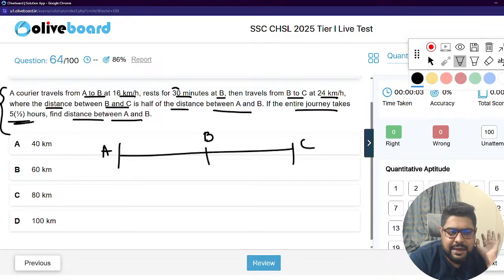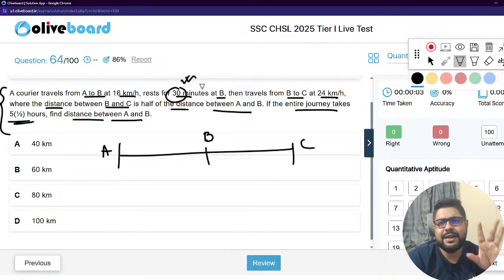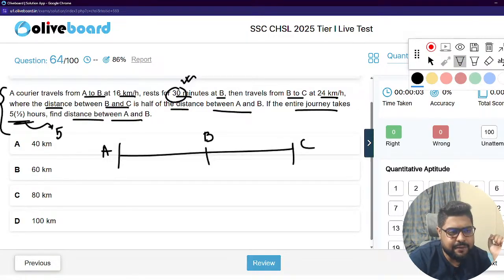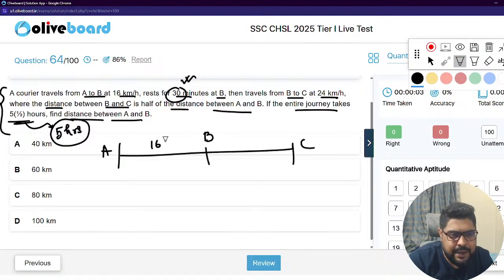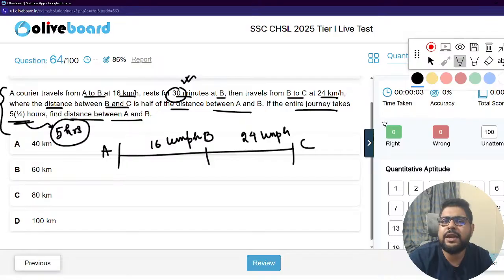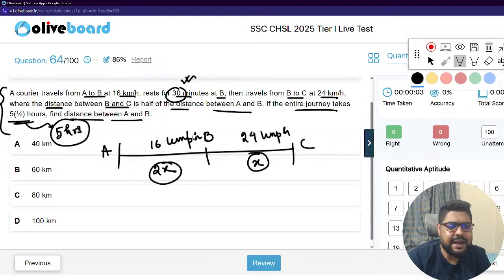First things first, 30 minutes was added to his journey because of the rest. Remove all that, sir. That means he has traveled for 5 hours, 5 whole 1 by 2. 1 by 2 hours he has rested, that time he did not travel. The courier traveled this much part at this speed, and this much part at this speed. Now total he took 5 hours. The only thing that I know is the distance here is double. If it is x, it is 2x, since B to C is half the distance.